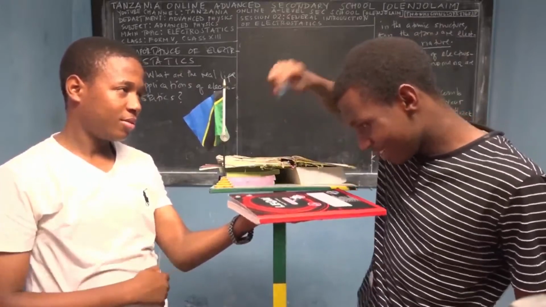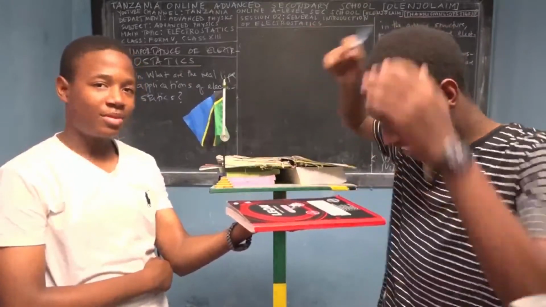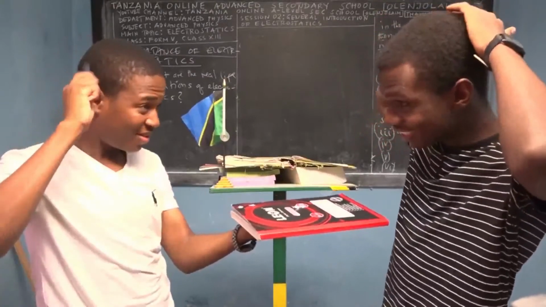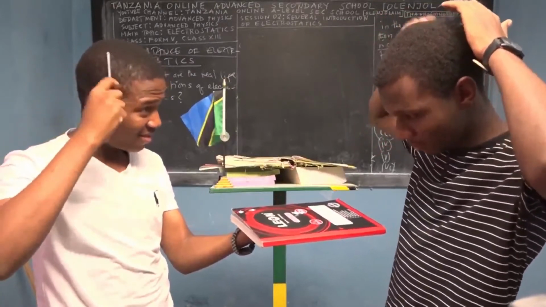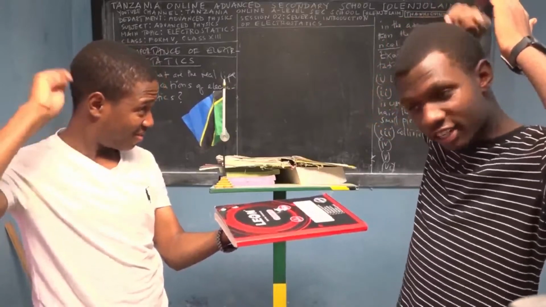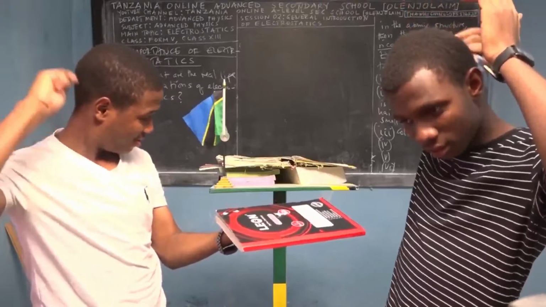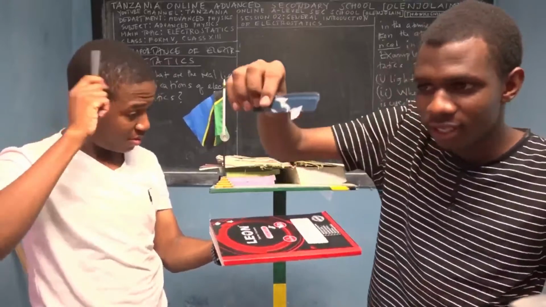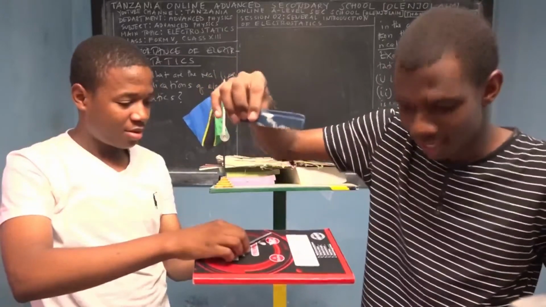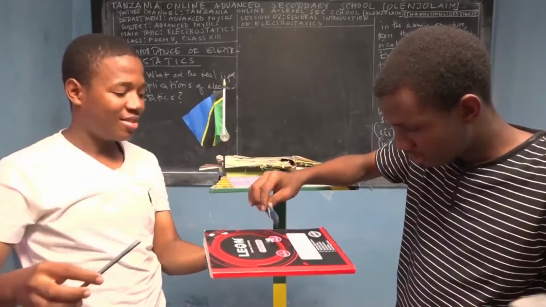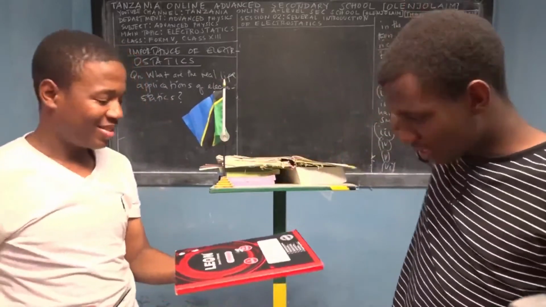Let me increase the charges. If the comb is going to attract the piece of paper, what does it mean? It means that there's attraction between unlike charges. You see? Nice.